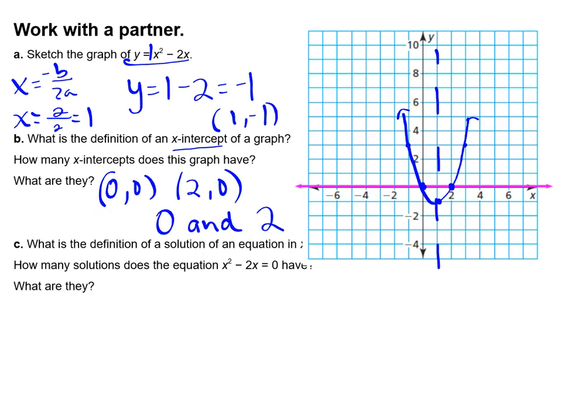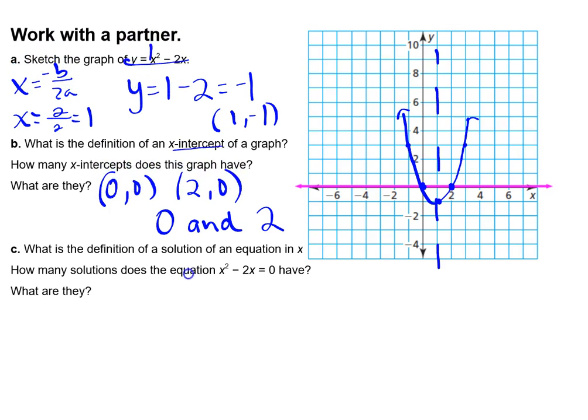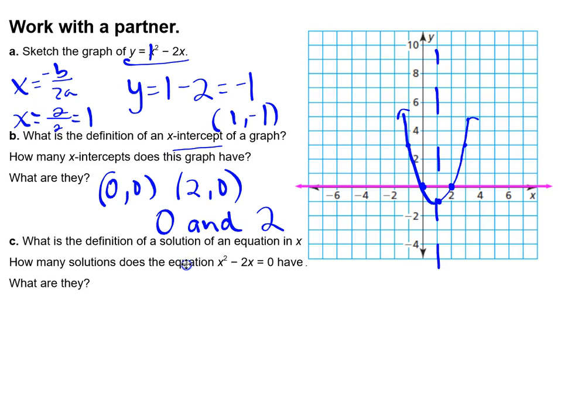Now let's look at question C. It says, what is the definition of a solution to an equation? Let's get this down. So the solution to an equation, we know, is the value that you can plug into the equation that makes it true. What does x equal in order for the left side of this equation to equal 0, like the right side? Well, in the last chapter, we learned to solve these by factoring.